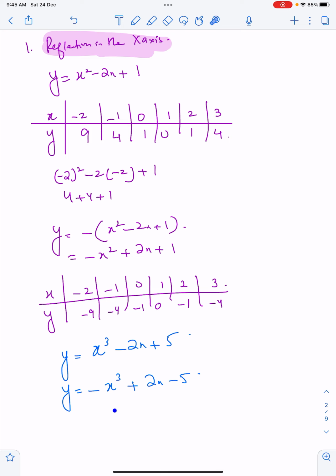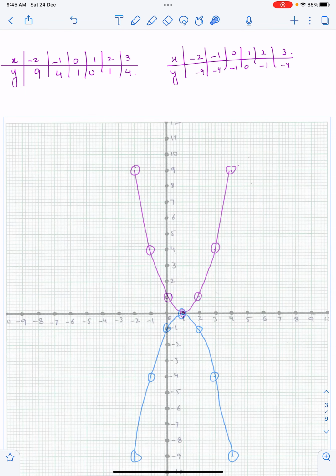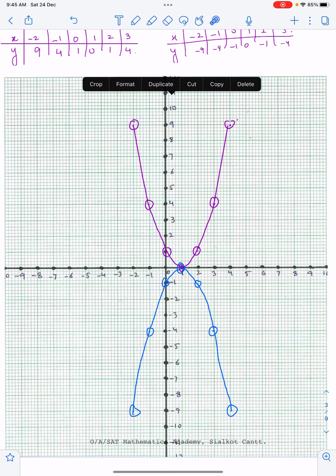That means the x coordinates will remain the same. The x coordinates, if you notice here, are the same, but the y coordinates have opposite signs. Like if the x coordinate is 0, the y coordinate here is 1, here is negative 1. With an x coordinate of negative 1, the y coordinate is positive 4 here and negative 4 here. So the x coordinates are the same, but the y coordinates are different. That means the distance of every single point on this graph from the x-axis is the same as the distance of these points from the x-axis.